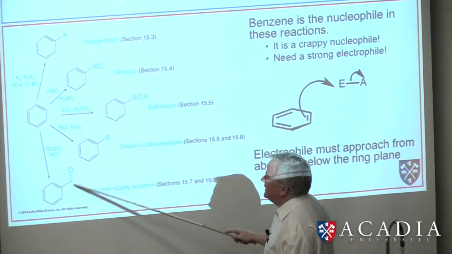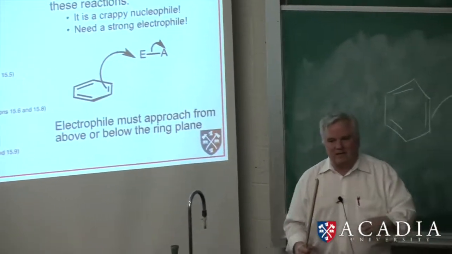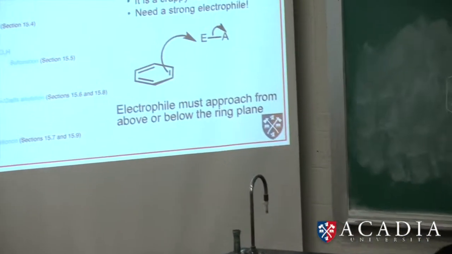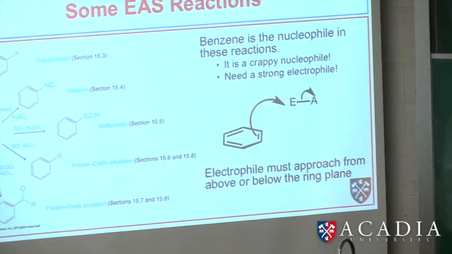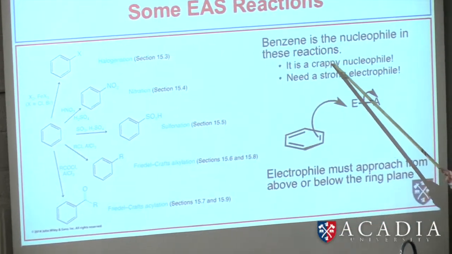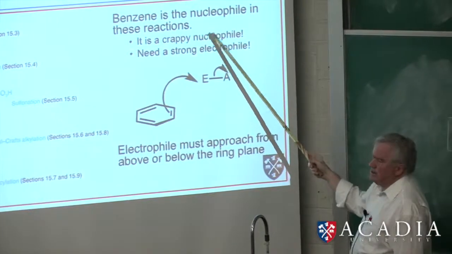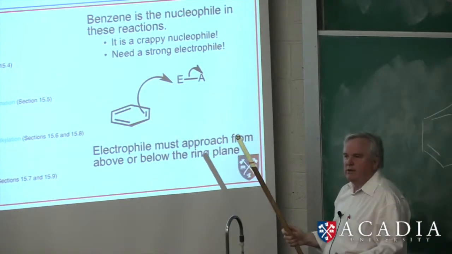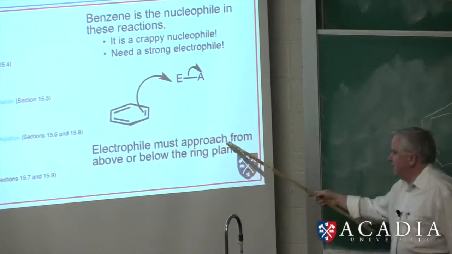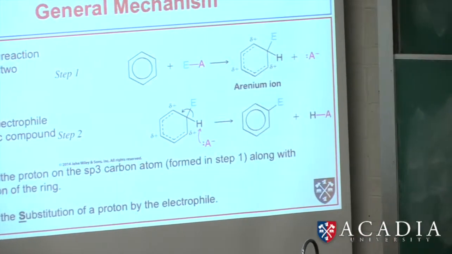The nice thing about all of these reactions is the main electrophilic aromatic substitution mechanism is the same for every one of them. And let's take a look at that. So, benzene is the nucleophile in these reactions, or the aromatic compound, and it's a poor nucleophile, so we need a strong electrophile. It's a poor nucleophile because it's so stable, right? Remember, we talked about benzene being much more stable than we expected. And again, the electrophile must approach from above or below the ring plane.